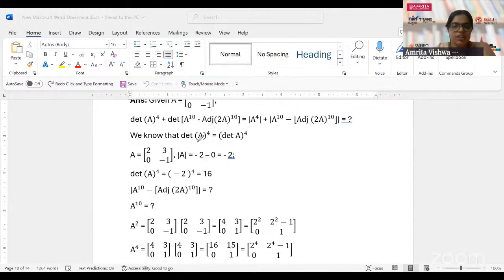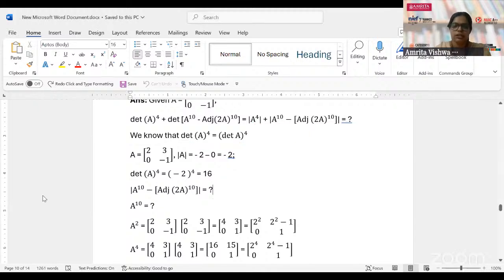That's it. So we have studied the very basic thing, determinant of A raised to 4 equals determinant of A whole raised to 4. So I can find determinant of A directly. It's going to be minus 2, minus 0, so it's going to be minus 2. Now determinant of A whole raised to 4 is minus 2 raised to 4, it's 16. So I got the first thing, determinant of A raised to 4. Now I need to find determinant of A raised to 10 minus adjoint of 2A raised to 10. This is the second part where you have to work on.